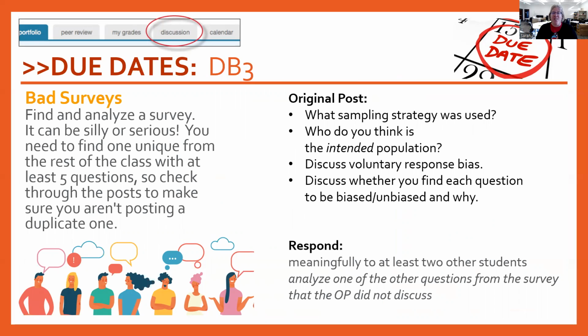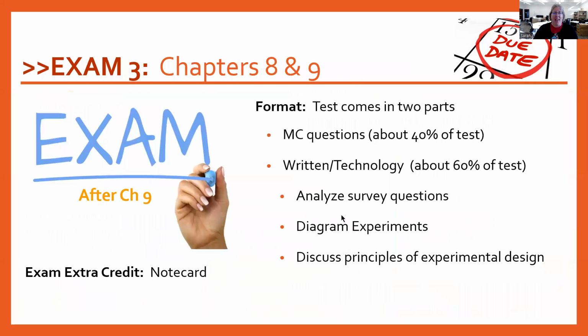But you need to find a survey that has at least 5 questions, and then there are some things to do in terms of writing a post for that. And then exam 3 will be with chapter 9. So you have one more chapter before the next test.